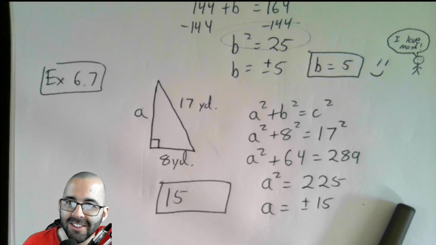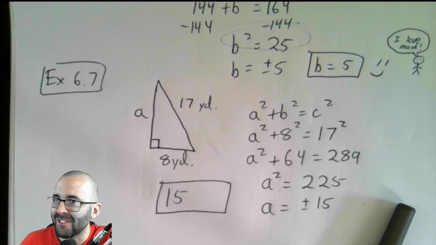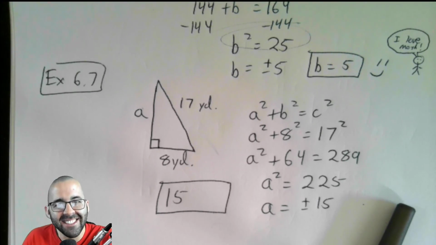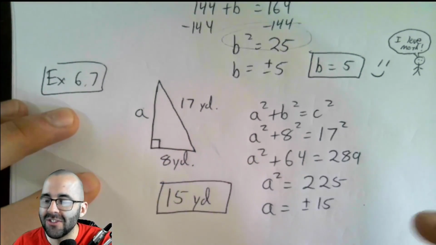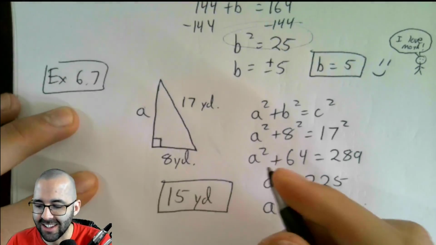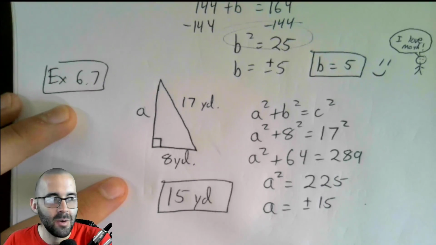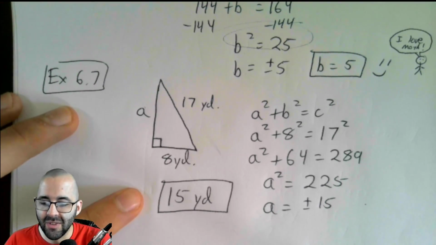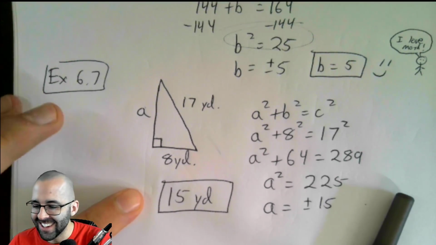How tall is the sail? 15. Is it 15 centimeters? Is it 15 inches? Is it 15 miles? Let's include units on our answer. It's 15 yards. Okay, and now we've got the correct answer right here. Very important. If someone is asking you length or distance or something like that, make sure you say it with the right units. 15 yards. Okay.